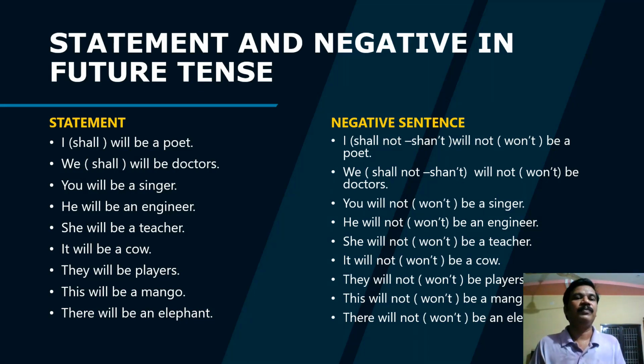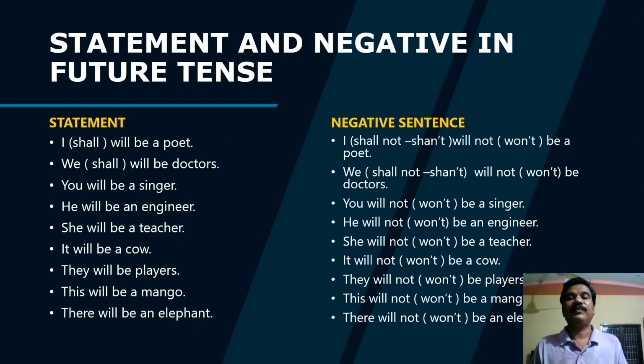In future, you will be a singer. He will be an engineer. She will be a teacher. It will be a cow. They will be players. This will be a mango. There will be an elephant. Sentence meaning, I will be a poet means in Telugu, Nenu kavini avutanu in future.